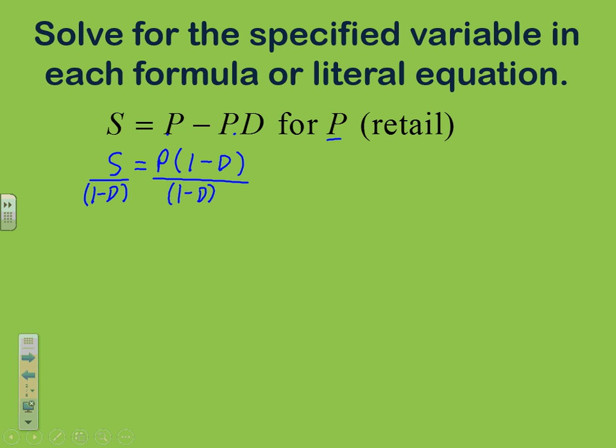Anytime I divide something by itself, it always simplifies to be 1. So by dividing the expression on the right by the stuff in parentheses, 1 minus d, we've simplified it to just be 1, which 1 times p doesn't change the value of p, and that's how we wind up with just p by itself on the right side. On the left side, we're left with s over 1 minus d, and this would be our final rearranged equation, where we've solved the equation for p.